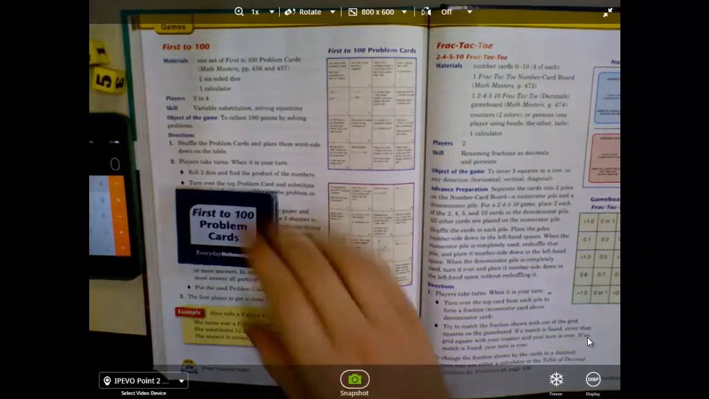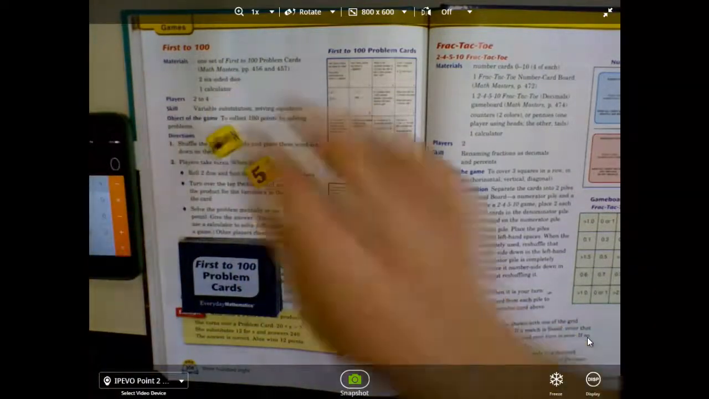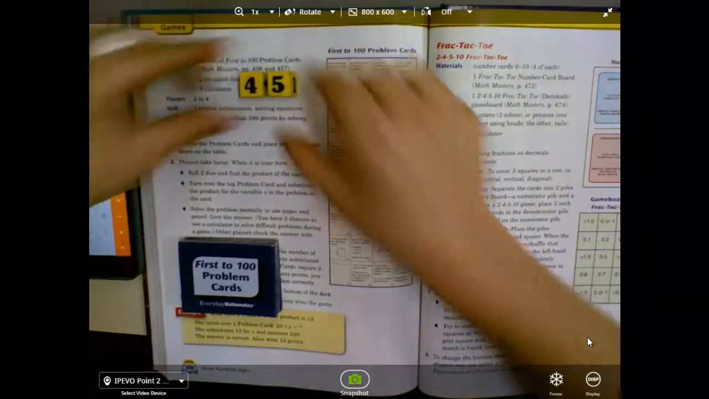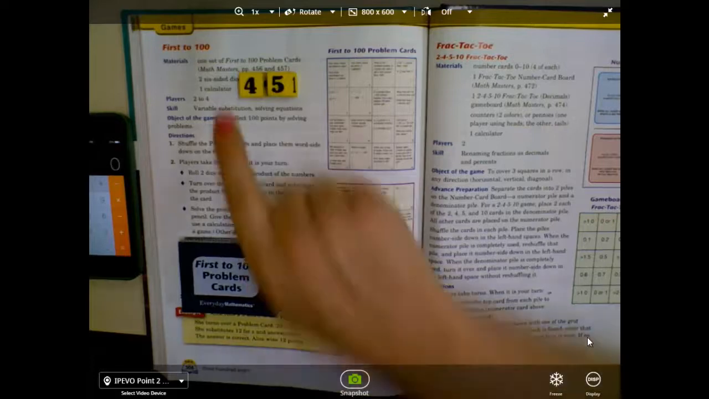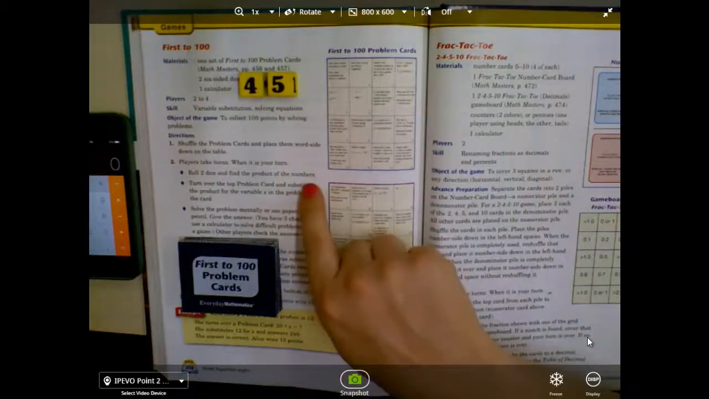So the way to play is, when it is your turn, you would roll the dice, read the 2 numbers that you got aloud to your partners, 4 and 5, and then you're going to find the product of the numbers. And as you remember from multiplication, the product is when you multiply them. So what is the product of 4 times 5? 20, correct. So 20 is the product of my 2 numbers.